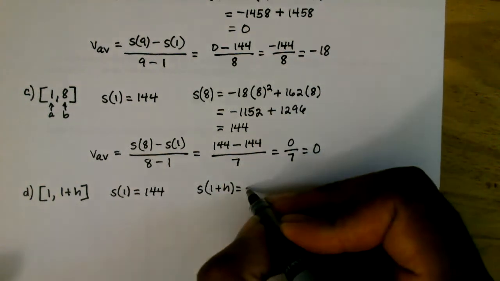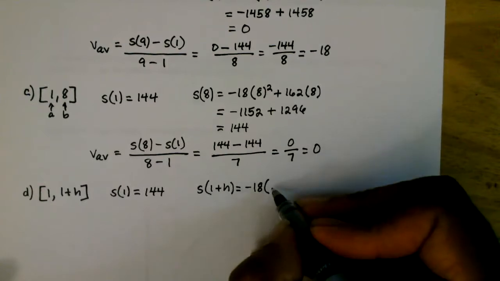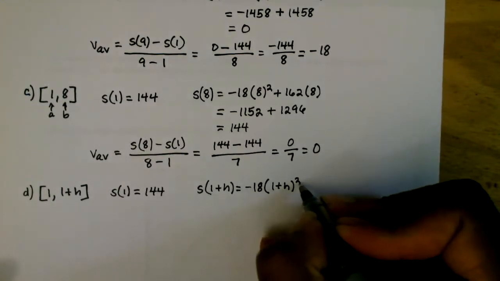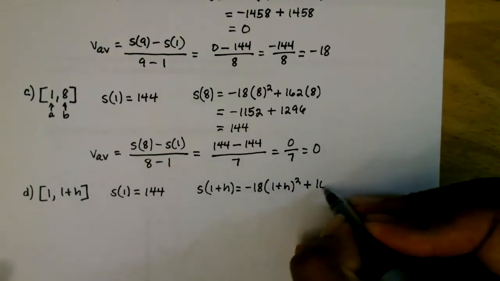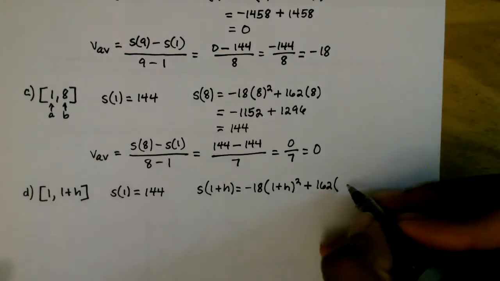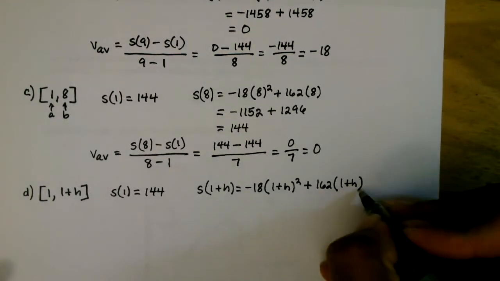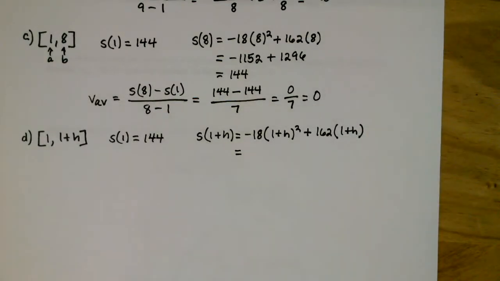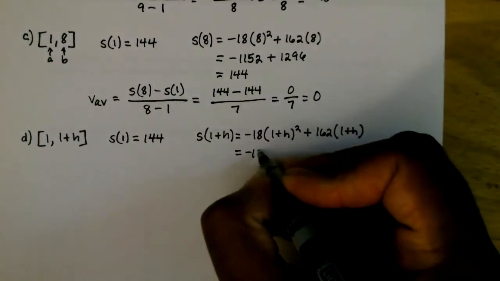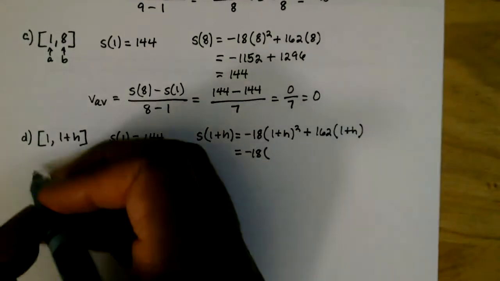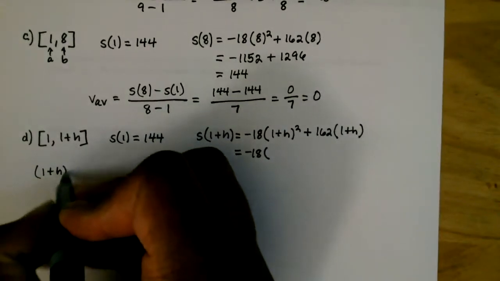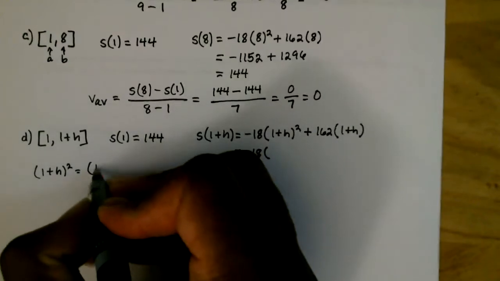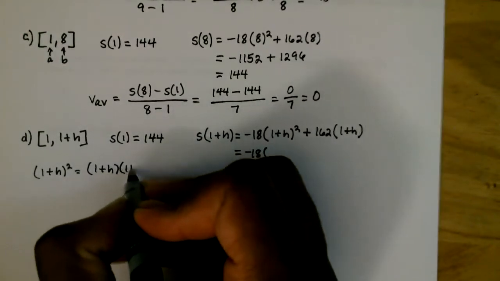So that means I'm going to have negative 18 times the quantity 1 plus h, and that's squared, plus 162 times t will be replaced with 1 plus h. Okay. Now let's simplify this. Now, I'm going to bring down negative 18. And it's going to be multiplied by what 1 plus h quantity squared will be, which is the same as saying 1 plus h times 1 plus h.